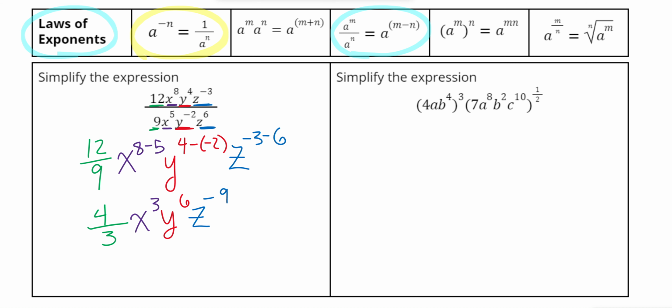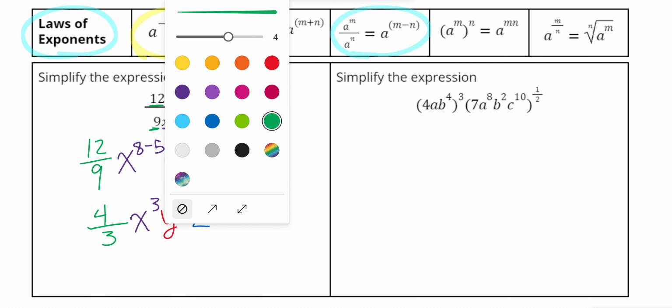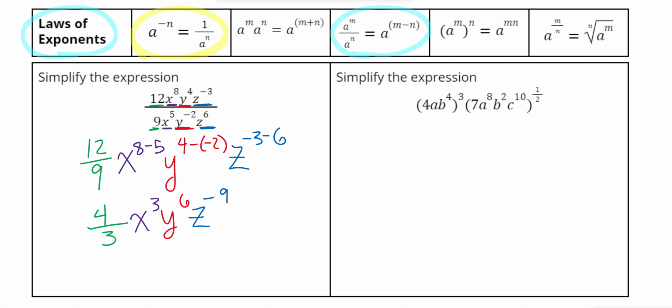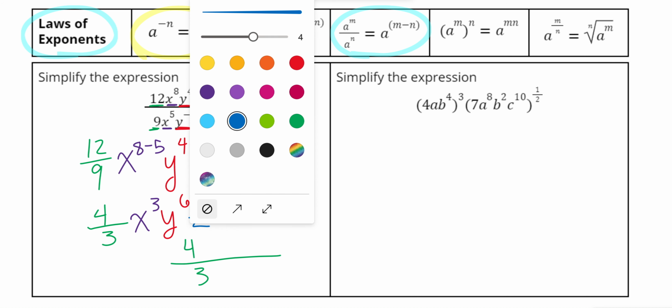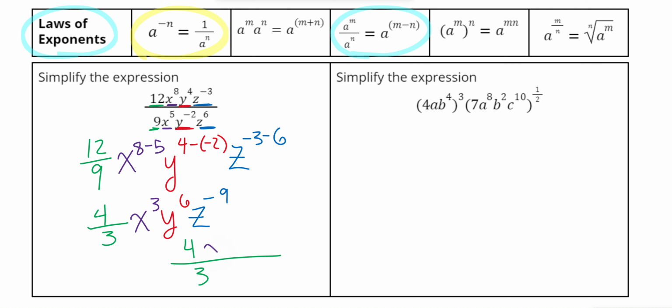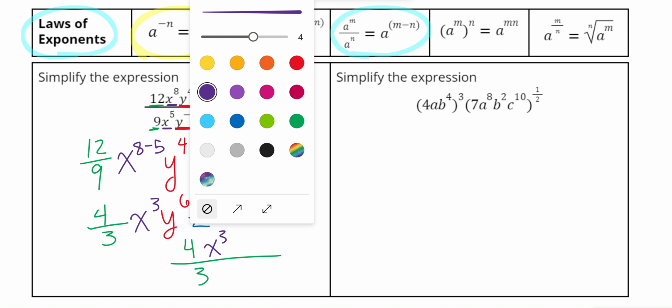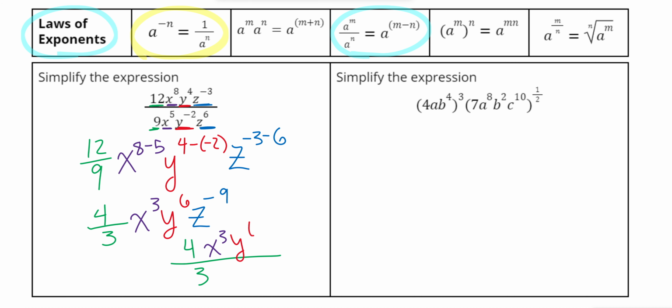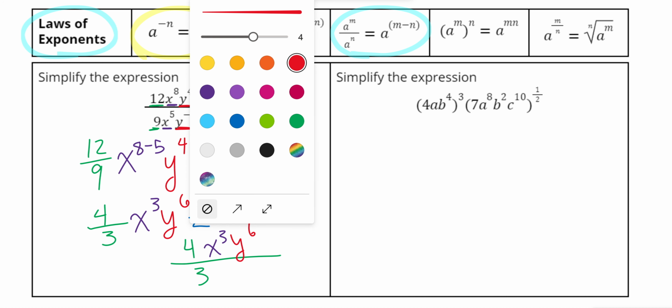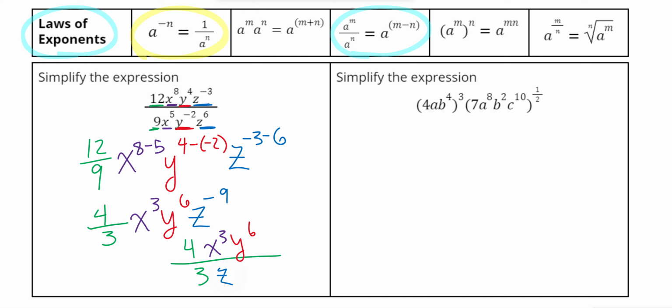Let's look at the next example. a times b to the 4th power, all that being taken to the 3rd power. And then I have 7 times a to the 8th power times b to the 2nd power times c to the 10th power, all that being taken to the 1/2 power. In this example, I have powers, this rule right here: if one power is being taken to another power, then those two powers are being multiplied together. So let's do that part first.